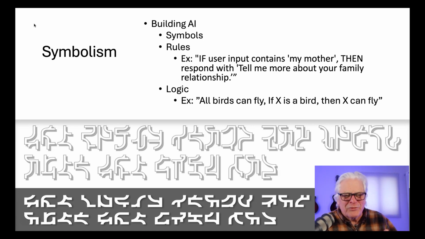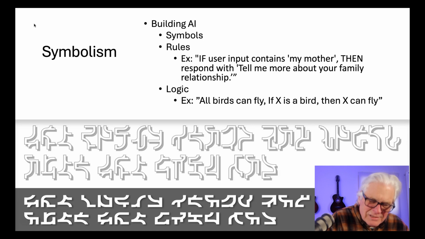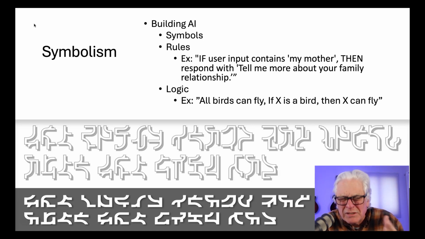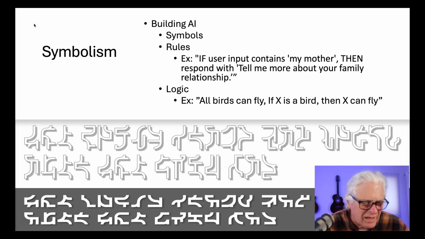Now, rules. There are certain rules that we have when we put together AI under the symbolist AI group. If the user input contains my mother, then respond with, tell me more about your family relationship. This would be something I'd type in the computer because it's a rule. It's how to manipulate those symbols. Logic comes in as well. You've got to have things that are logical.